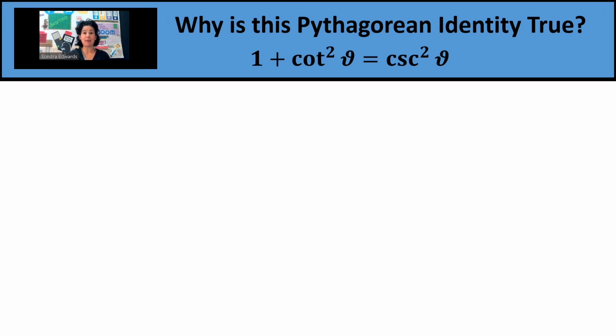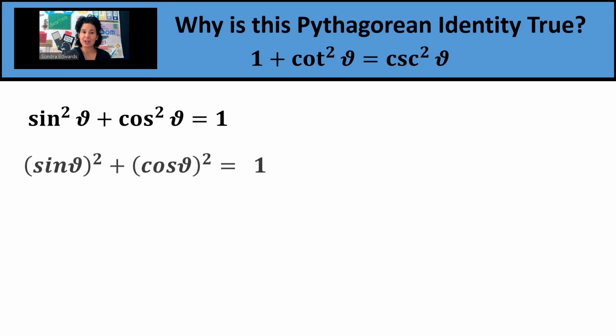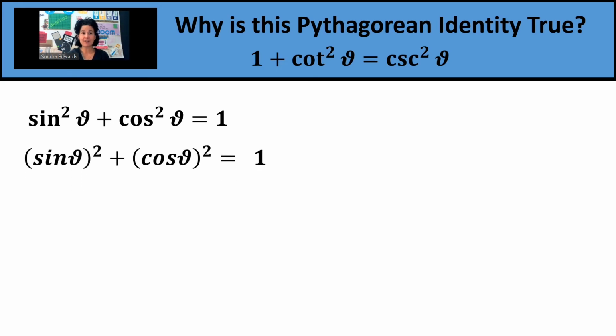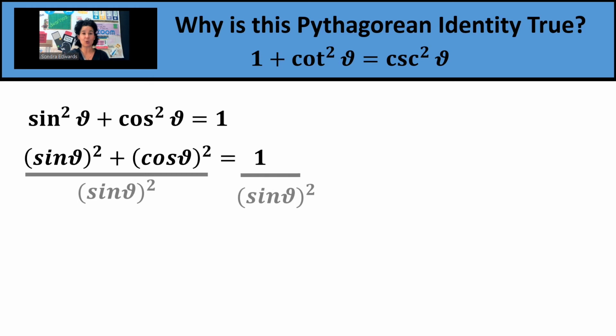Next, we'd like to establish 1 plus cotangent squared of theta equals cosecant squared of theta. We're going to start this exactly the same way, starting with sine squared of theta plus cosine squared of theta equals 1. I'm going to rewrite it just with a little different notation. Last time we divided both sides by cosine squared. Well, this time we're just going to divide both sides by the sine of theta squared.